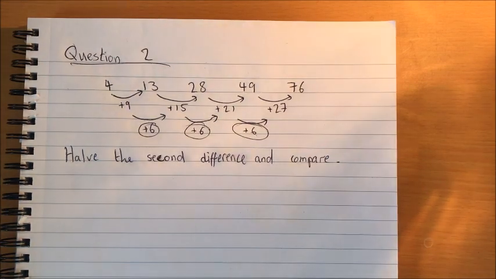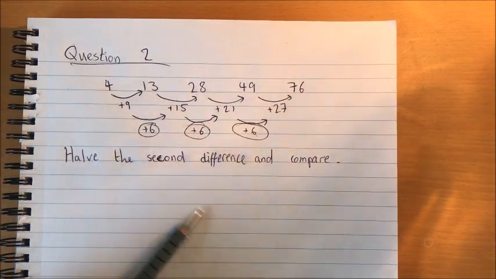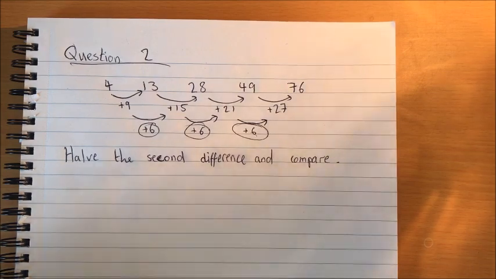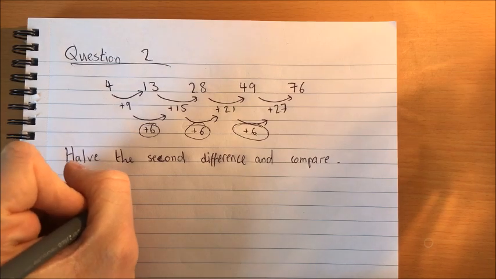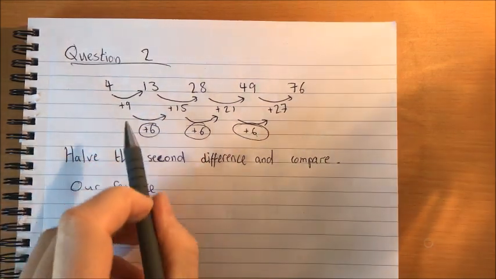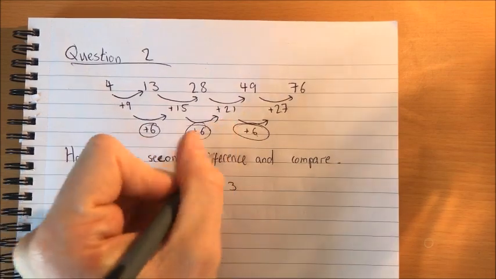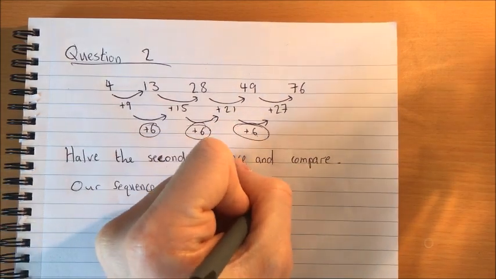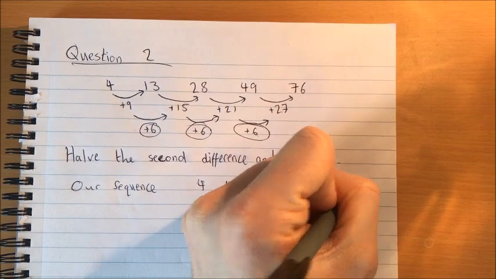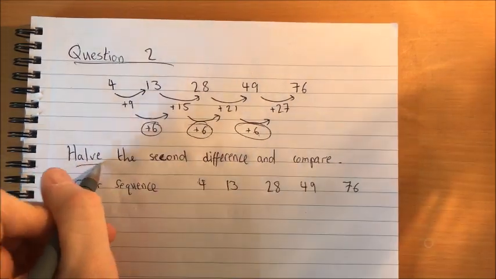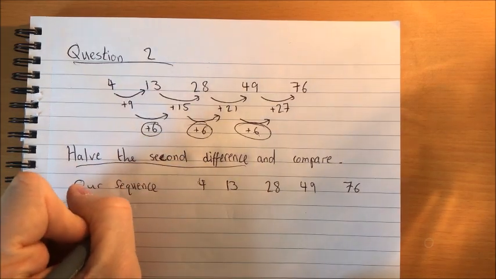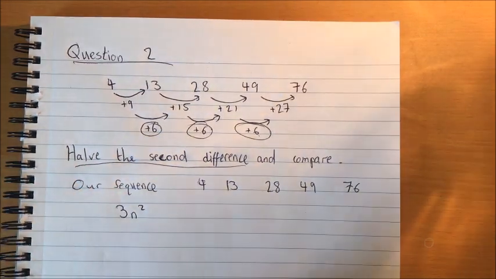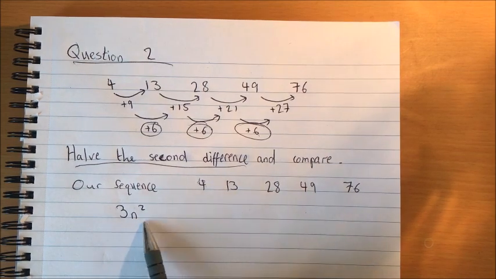Thinking back to question 1, I know at this point I halve the second difference and compare. So I'm going to write out my sequence to start off with. Our sequence is 4, 13, 28, 49, 76. And we need to halve the second difference. Halving that 6 gives 3, so we're interested in 3n squared. This tells me my sequence has something to do with the sequence 3n squared. Let's see how close we are.